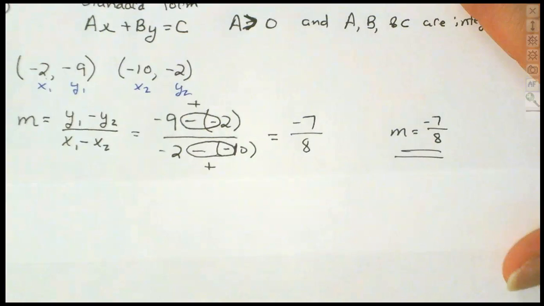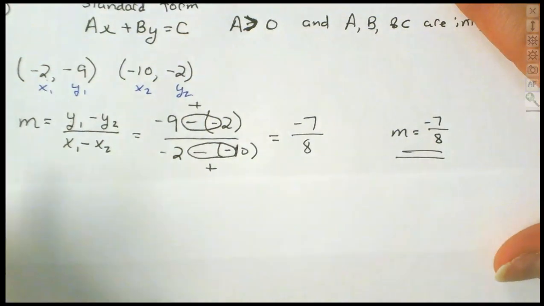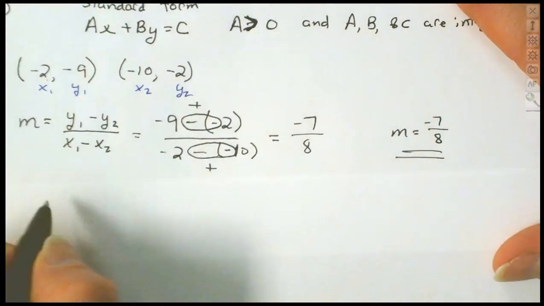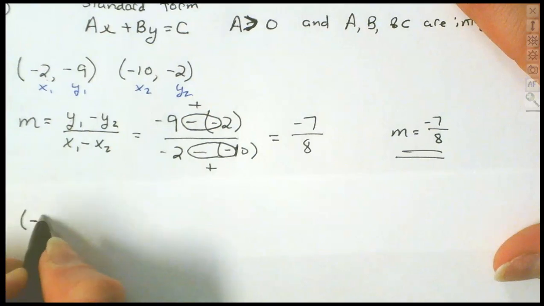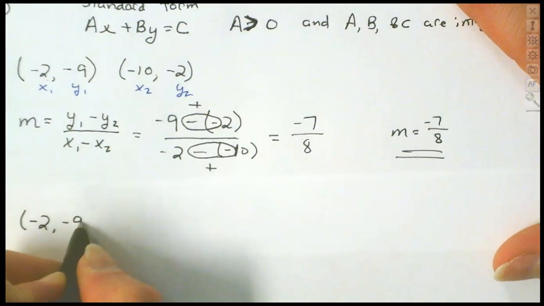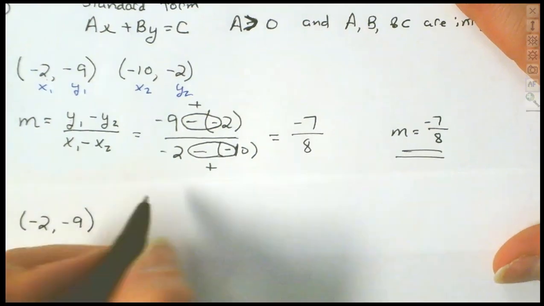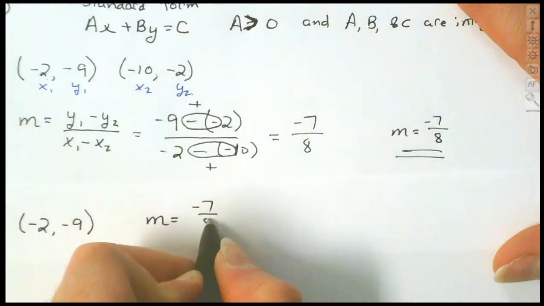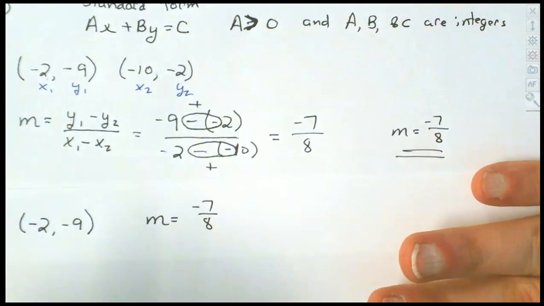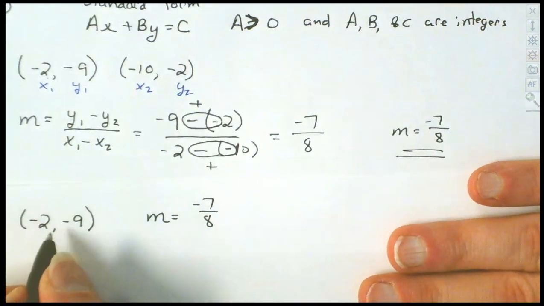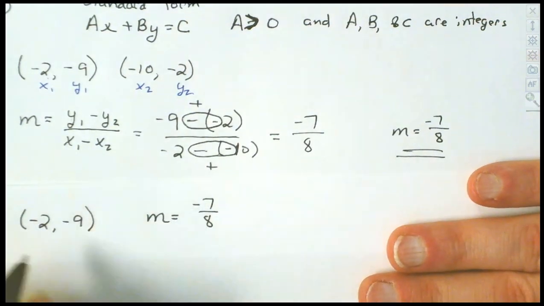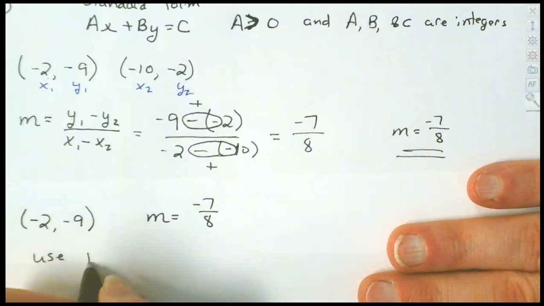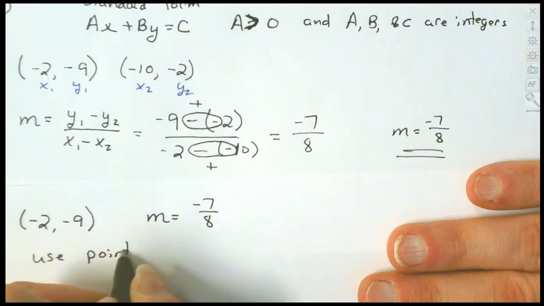Okay, so now what do we have? Let's go back and see. We now have that point, minus 2, minus 9. So that's our point. We now have our slope, which is minus 7/8. We want to get our equation, and what do we have? A point and a slope. So what do we use? We use the point-slope formula.